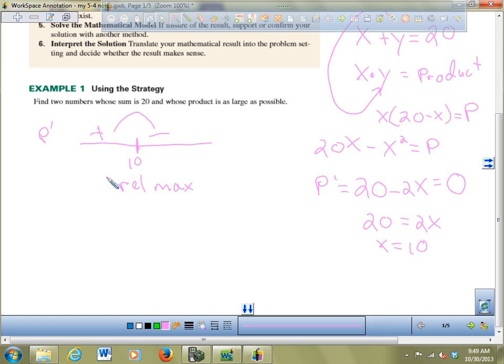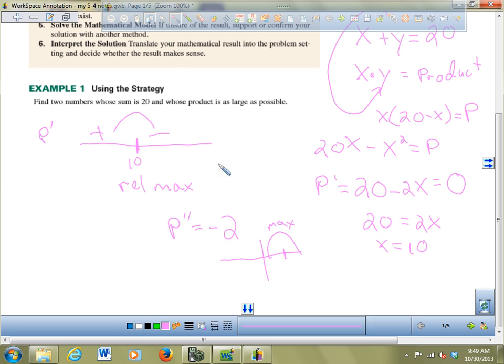Now the other thing you could have done is the second derivative test, p double prime. What's p double prime equal? Minus 2. So if my second derivative is negative, which it always is, then that means it's concave down, which means you're at a maximum. Since the second derivative is negative, my function is always concave down, and the slope is 0 at 10. And so using the second derivative test, I could also confirm that you're at a maximum, okay?